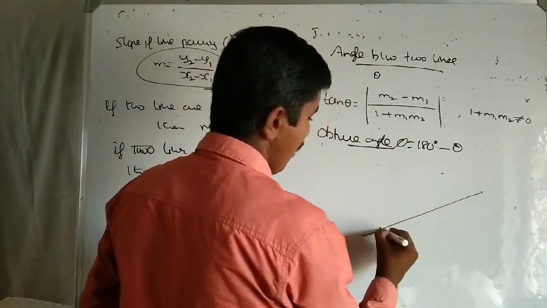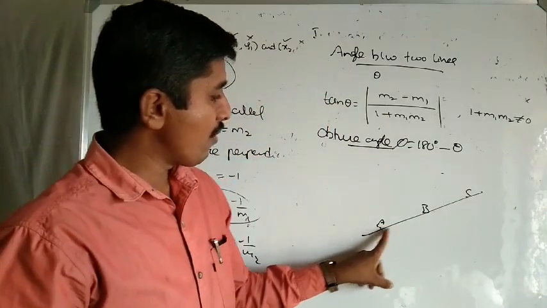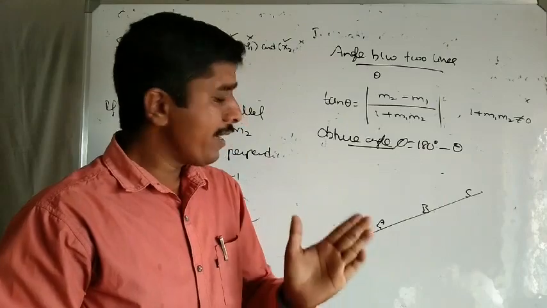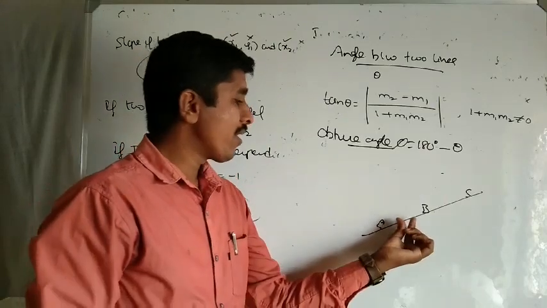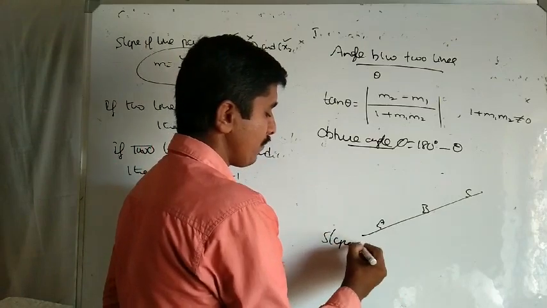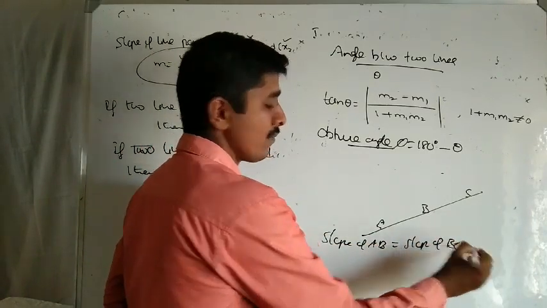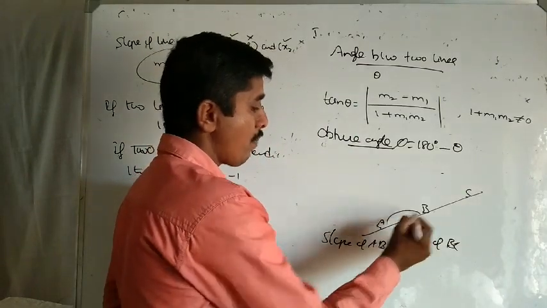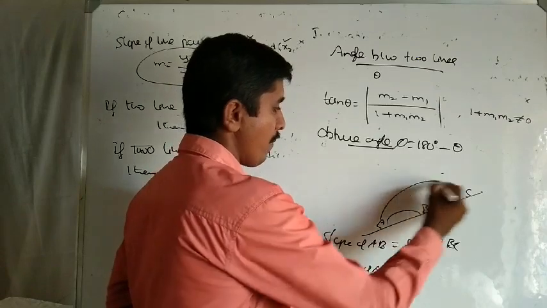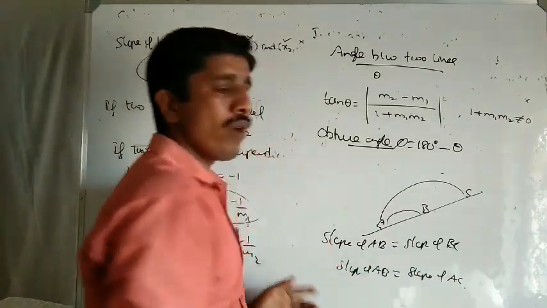Next, if 3 points lie on the same line, then we say that 3 points are collinear. 3 points are collinear means we write slope of AB equal to slope of BC. Or you can take slope of AB equal to slope of AC. Very important concepts.